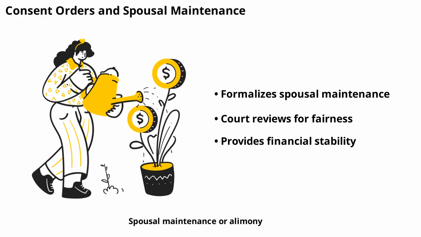Spousal maintenance, or alimony, can be formalized through a consent order. Both parties agree on the amount and duration of payments, and the court reviews the terms for fairness. Once approved, the consent order ensures that both parties know their rights and obligations, providing financial stability after a separation.